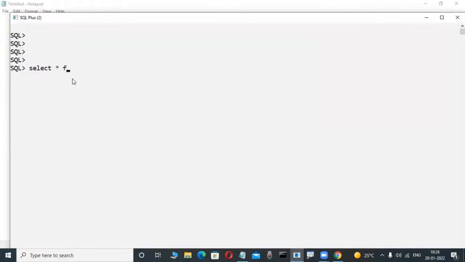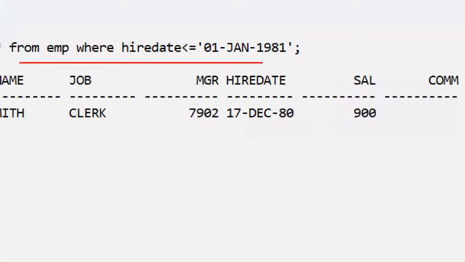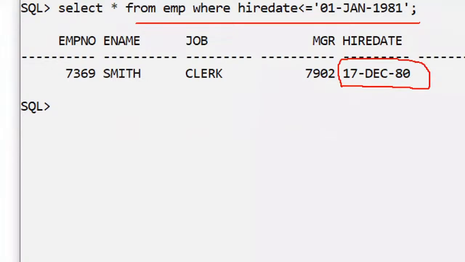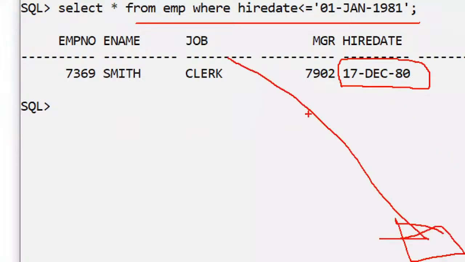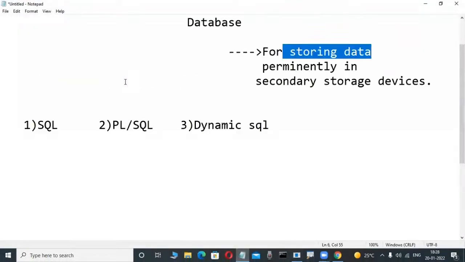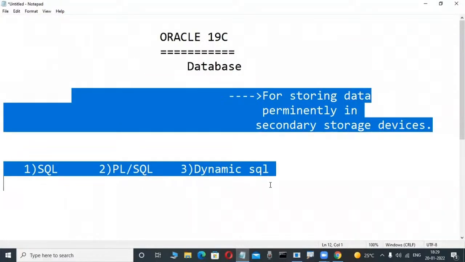Observe here: select star from table name where hire date is less than or equal to 1st January 1981, like this. Just by writing the query, the data is automatically displayed. With a single line of code, the employees who joined before 1981 are automatically retrieved from the database. That is why efficient data retrieval is most powerful. We achieve this only through these databases and these languages.